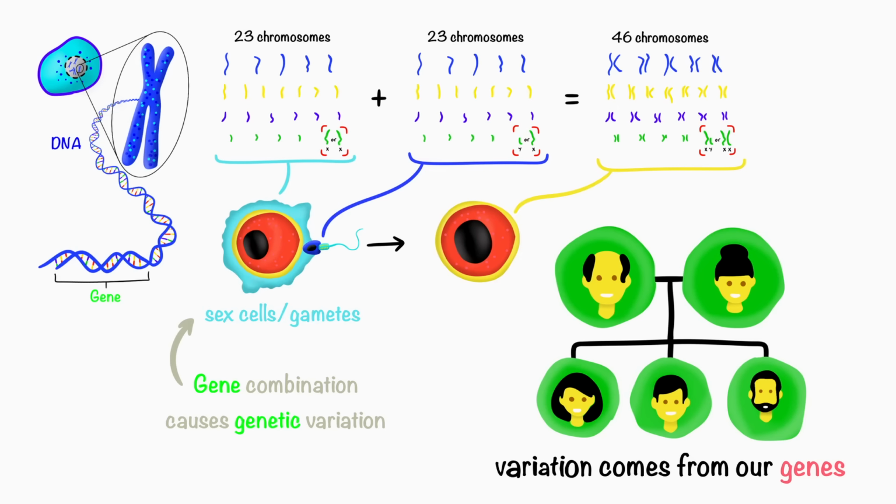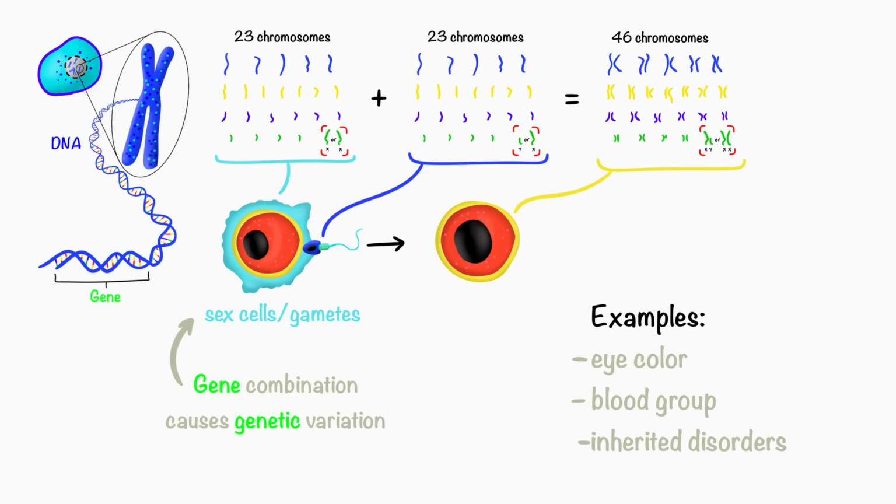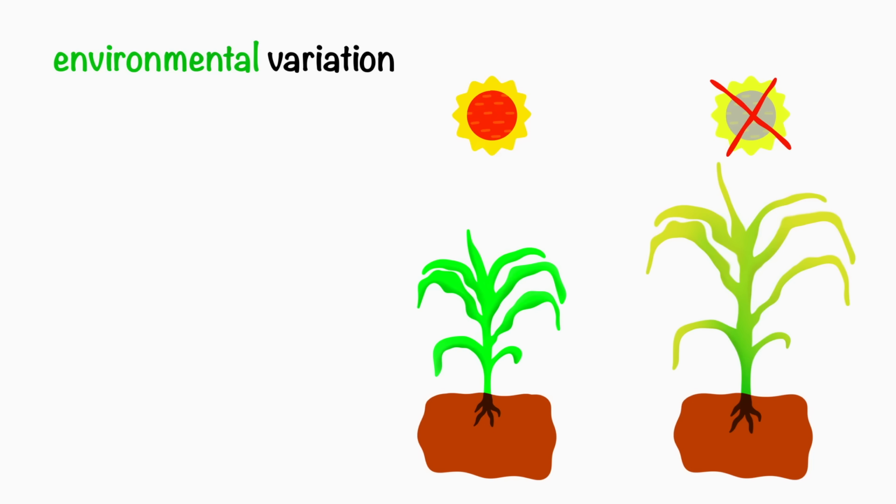No two of the species are genetically identical except for identical twins. Some characteristics are determined only by genes. In humans, these include eye color, blood group, and certain inherited disorders like hemophilia or cystic fibrosis. However, characteristics are also influenced by the environment.